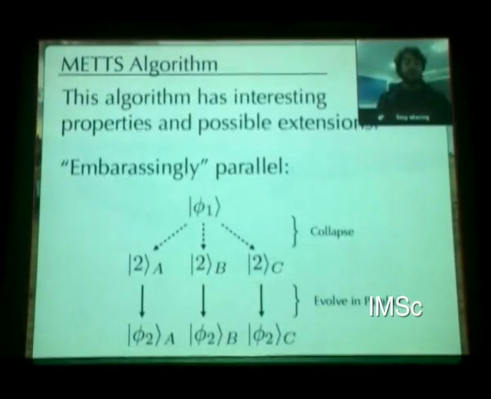One of the possible ways to use it in a much more powerful way is that this algorithm is what's known as embarrassingly parallel. That's actually a technical term in computer science. What that means is that this algorithm can be made parallel in a completely trivial way. Let's say you take some initial state and make your first METTS state, which I call phi 1. Now you can do the collapse multiple times using a different random number, and you get different product states called A, B, and C.